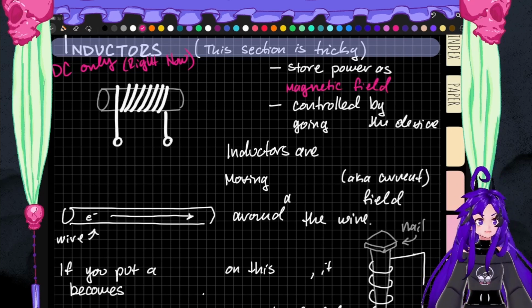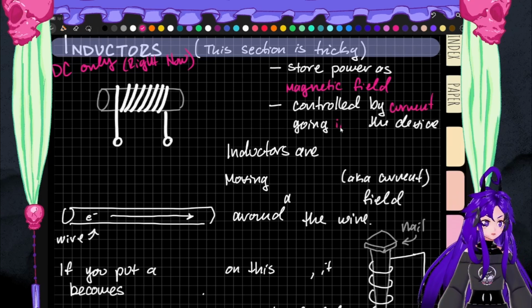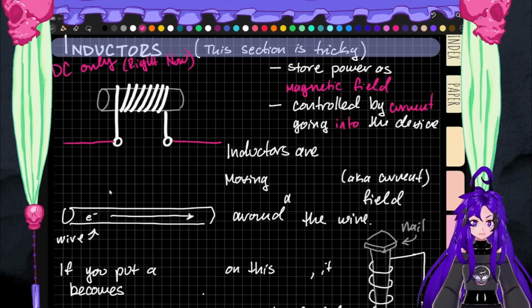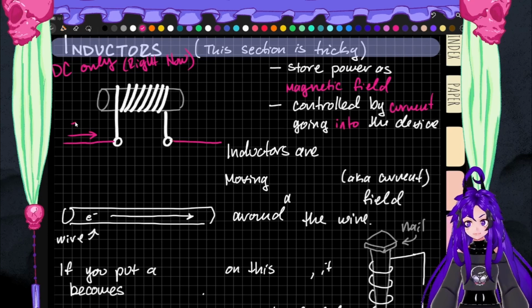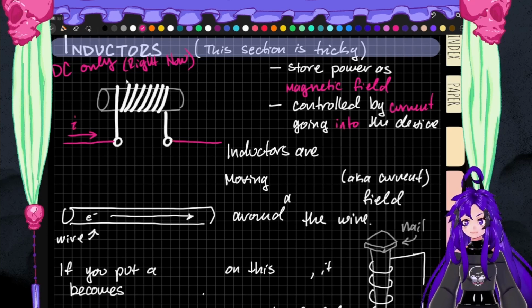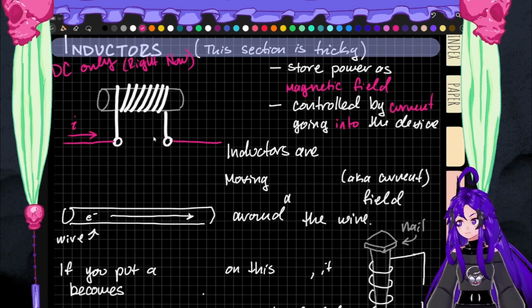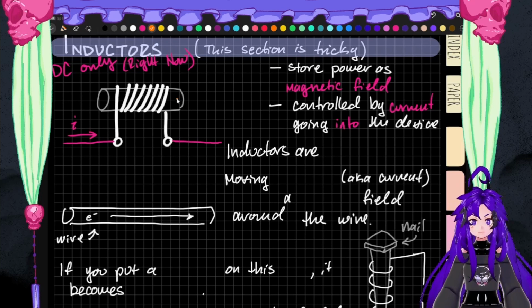And they are controlled by the current going into the device. So if you have this attached to a circuit and you've got some current coming in, that is the thing that influences what this device is doing. So what is this device? This device is the inductor. This we call a core. It's a hunk of metal.